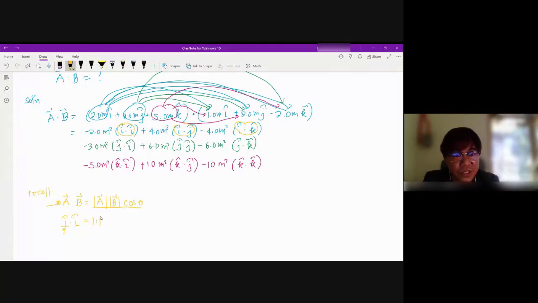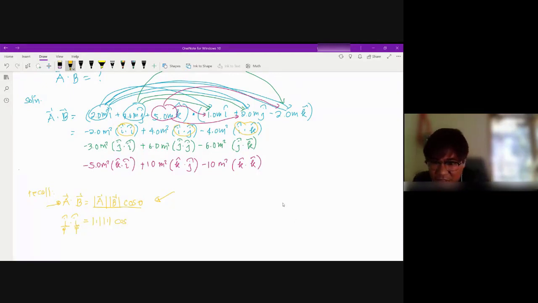Unit vectors are pointing vectors. They are assigned to a specific direction, and their magnitude is just equal to unity, or 1. That is why it is called a unit vector. So again, using this definition, the magnitude of the first is 1 times the magnitude of the second. The magnitude of i hat is also equal to 1, and then the cosine of the angle between the two.